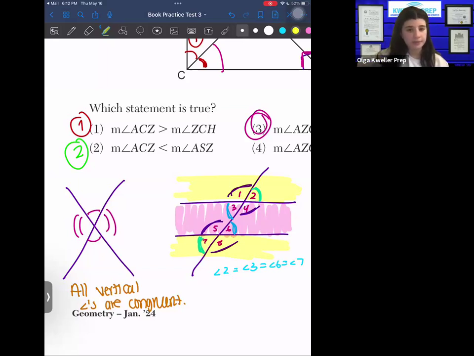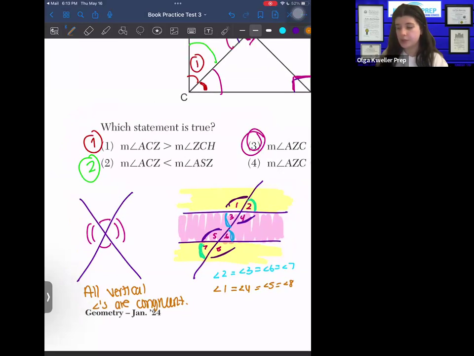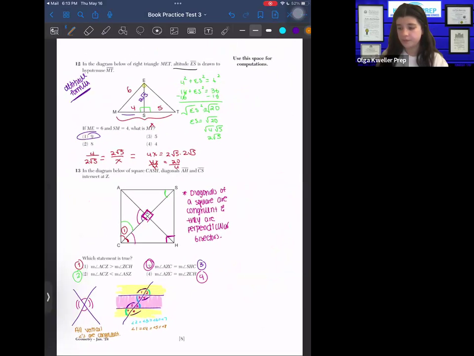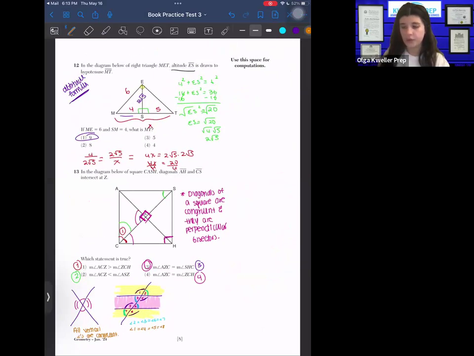Does that make sense? And again, supplementary, I use this vocabulary, but it's really important that you guys understand this vocabulary. Supplementary means add up to 180 degrees versus complementary, which means add up to 90 degrees, excuse me. So here angle 1 equals angle 4 equals angle 5 equals angle 8, just to complete these notes. Okay, we're good?